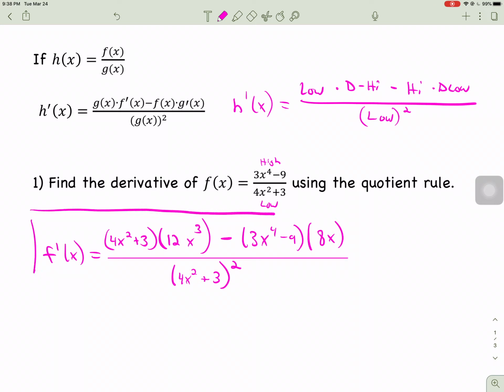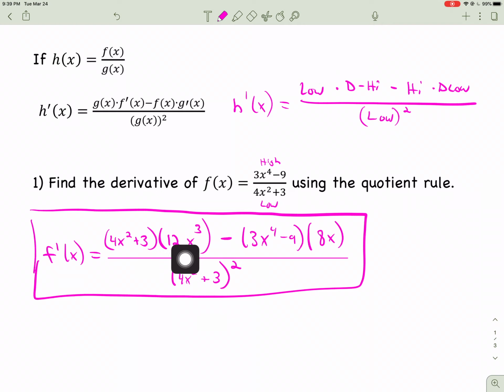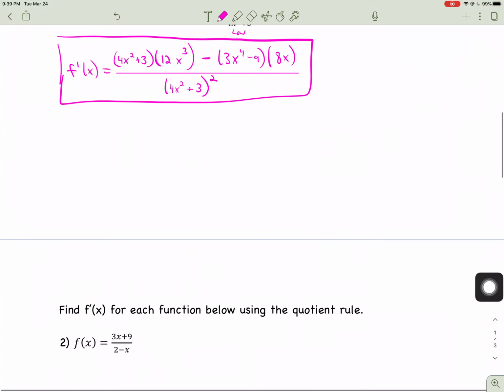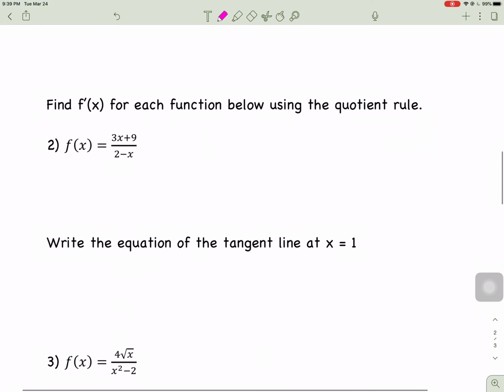You don't have to multiply this out. You can see that would be nasty. If you had to multiply this, square this, simplify, that would be just too much. So that's fine. Low d high minus high d low over low squared. There you go. Let's try some practice. For each function, find f prime of x using the quotient rule. So here we go. F prime of x. Remember, low d high minus high d low over low squared.